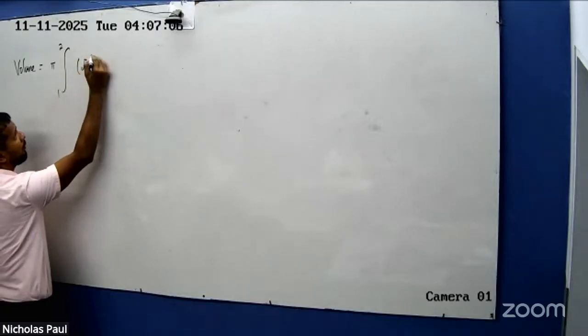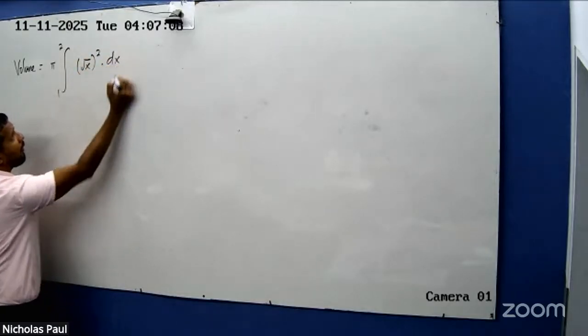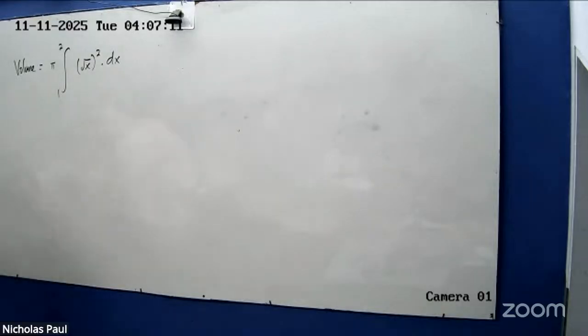When you square the square root, what do you get? Just x, right? Then integrate in x. That's how we got it. That's the only wrong answer.